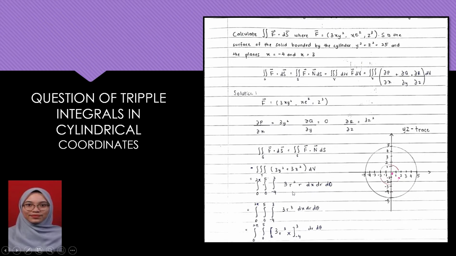So we will integrate with respect to dx, with the triple integral with limits -4 to 3, 0 to 5, and 0 to 2 pi, and 3r to the power of 3 dx dr d theta. We integrate with x, so it becomes the limits 0 to 5, 0 to 2 pi, 3r to the power of 3 multiplied by x, limits -4 to 3, dr d theta.